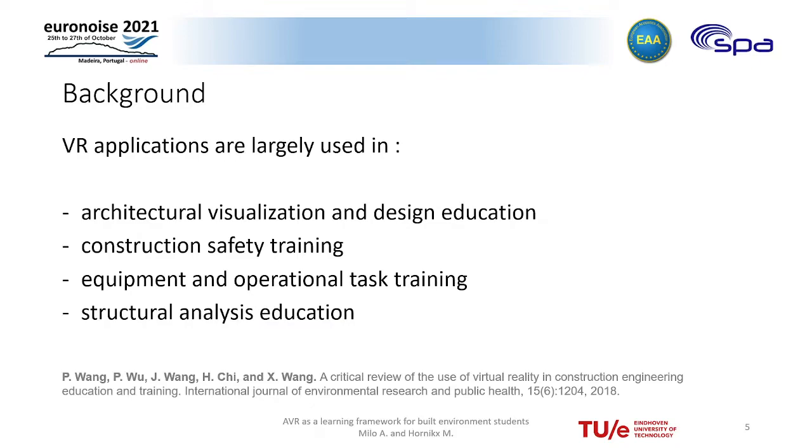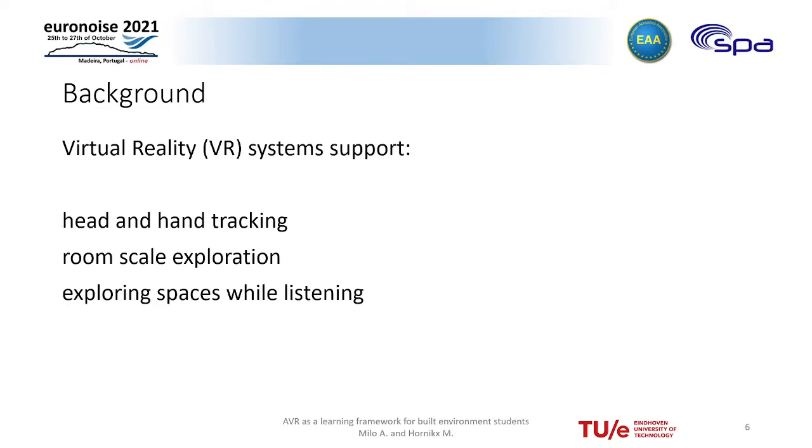There are a number of papers documenting the use of VR technologies for construction, engineering, education, and training. Example uses are architectural visualization and design education, construction safety training, equipment and operational task training, and structural analysis education. One of the reasons why virtual reality systems are used in construction, engineering, education, and architectural design is because of their support towards head-and-hand tracking, so the user can interact with the scene. They allow room-scale exploration, and also in our case, it's very useful that you can listen to the scene while exploring the space.